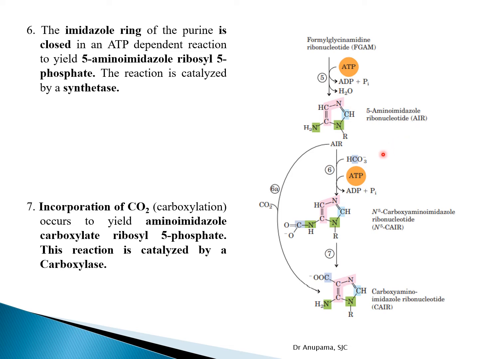The next step is a carboxylation reaction, that is incorporation of carbon dioxide. So the carboxylation yields amino-imidazole carboxylate ribosyl 5-phosphate, which we call carboxyl amino-imidazole ribonucleotide. So here we have the carbon dioxide which is incorporated, and this reaction is catalyzed by a carboxylase.